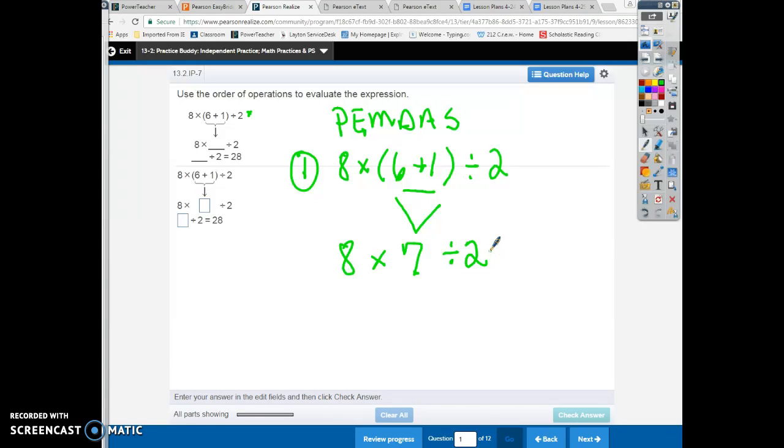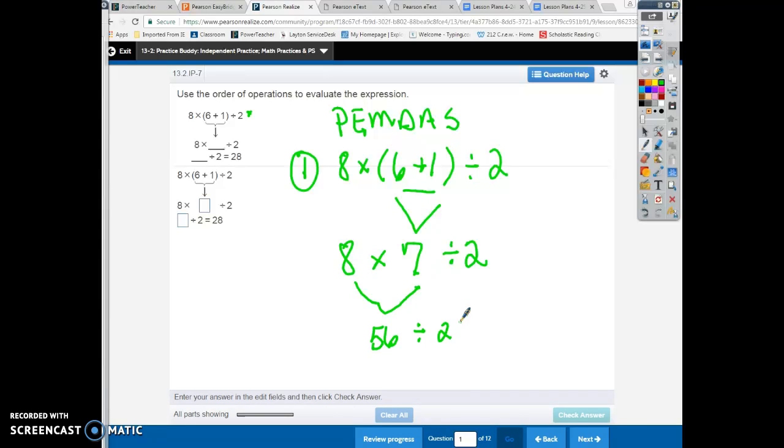Next, I need to check for exponents, and I do not have any exponents. So I can skip and go on to multiplication and division. Looking at multiplication and division, I see that my next operation is a multiplication sign. That comes first, so I want to solve 8 times 7. I know that is 56. So I write down 56 below here, and I bring down my divide sign and my 2, and now I want to do 56 divided by 2.